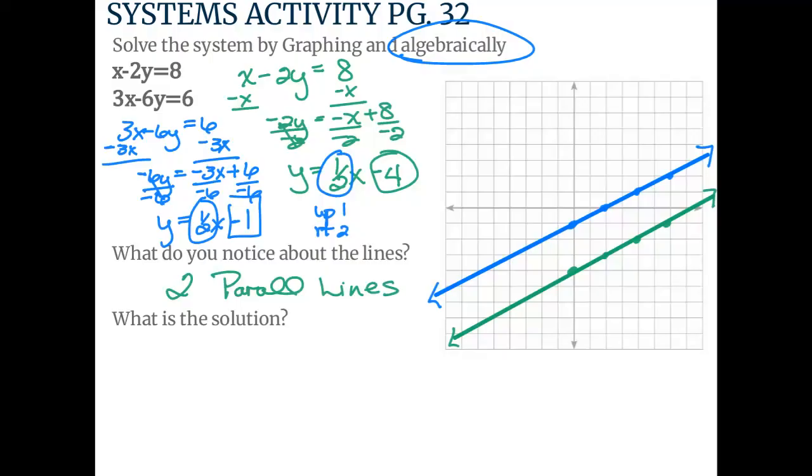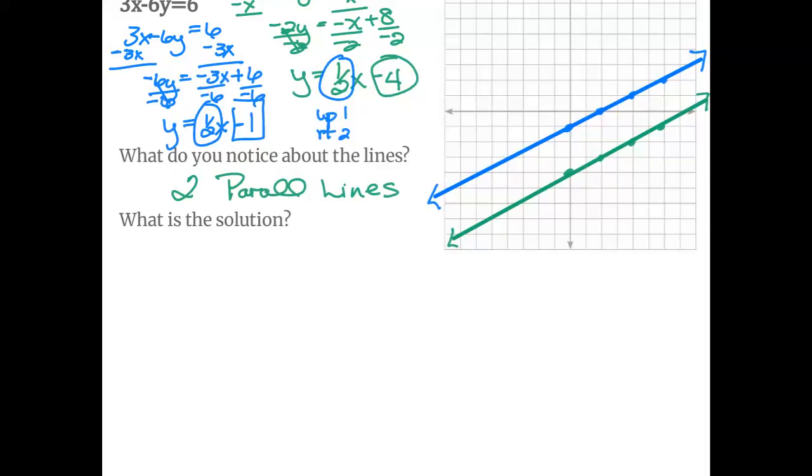So when we are looking for a solution, guys, let's focus in a little bit. When we're looking for a solution, we are looking for the places where they are going to do what? Intersect. So where are these two parallel lines going to intersect? None. So how many solutions do we have? No solution. Okay. So the solution, again, is where they intersect. Because they're never going to intersect, there is no solution.